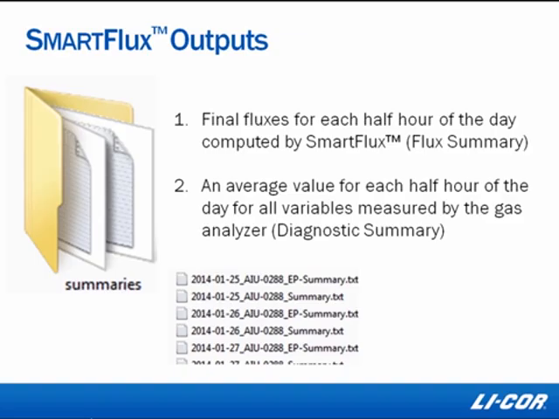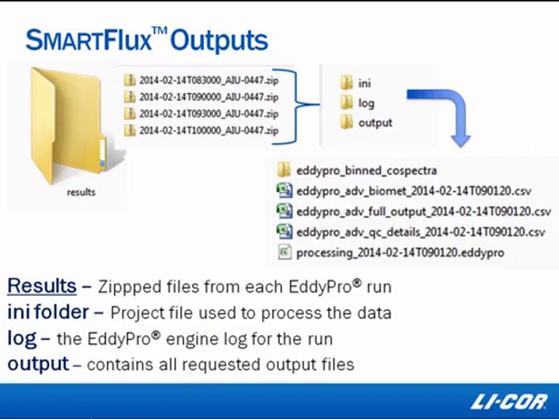The next folder inside this LI-7550 USB is the results folder. The results folder contains a zipped file for each half hour. That zipped file comes directly from SmartFlux. And as SmartFlux runs EddyPro, EddyPro provides outputs for each half hour that contain 3 folders: INI, log, and output. The INI folder contains the project file that was used to process the data in EddyPro. So in case you want to reprocess the data and compare what you get on your desktop to what you got out of SmartFlux, you can use this project file.